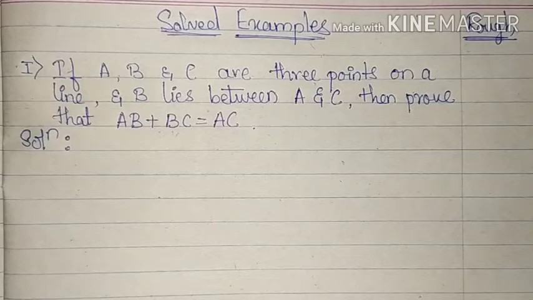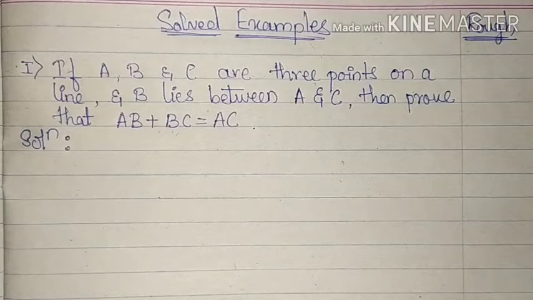Now let us look at the very first question of your textbook example. The first question says that if A, B and C are 3 points on a line and B lies between A and C, then prove that AB plus BC is equal to AC. These questions are results which are proved by Euclid himself. He applied his axioms and postulates to prove these results. So let us see how he did it.